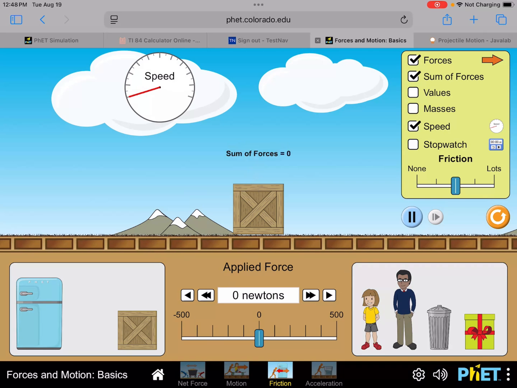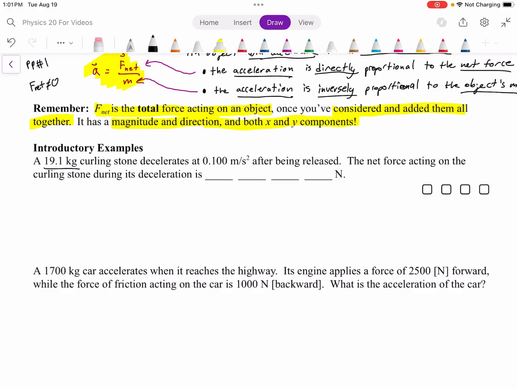And there we go. And now because it's no longer moving, there's no friction. Friction happens when objects move past each other or try to move past each other. Since there's no net force, it sits at rest. It's no longer accelerating.